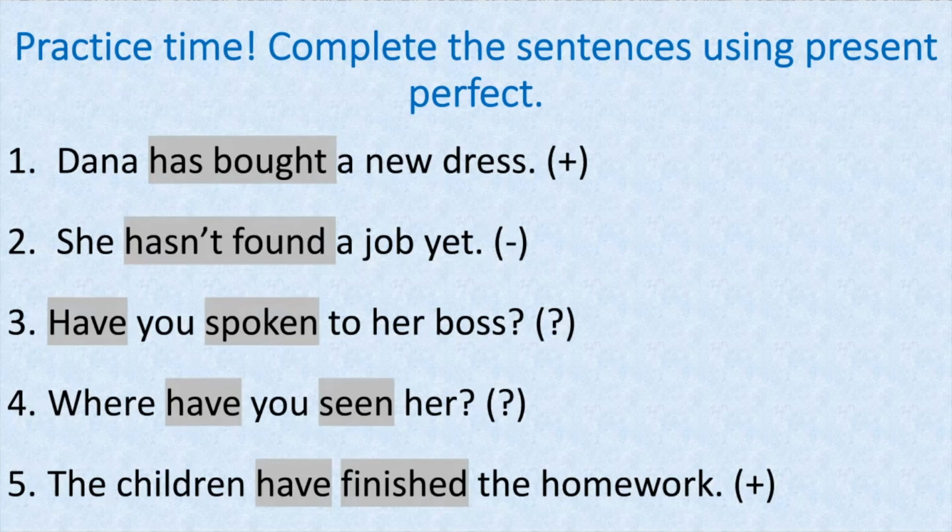Have you spoken? I'm using have because my subject is you. I'm using the past participle because the verb speak is irregular. The form is spoken. Have you seen? Again, I'm using have because my subject is you, and I'm using seen, which is the past participle of an irregular verb to see. Last sentence, have finished. My subject is plural, so I have to use auxiliary verb have, and the verb finish is regular. I need to add ed ending in an affirmative sentence in present perfect.